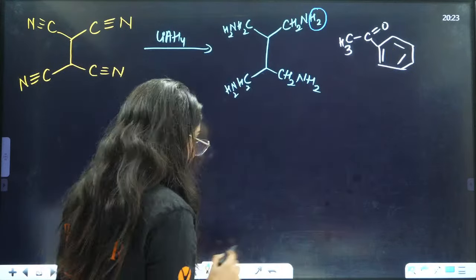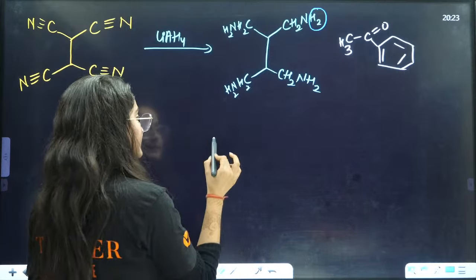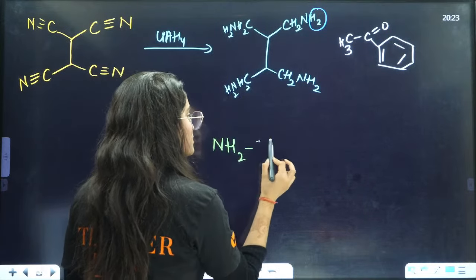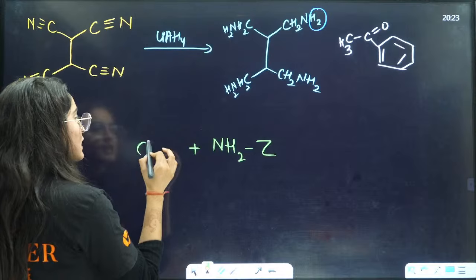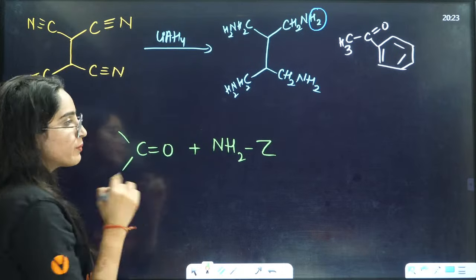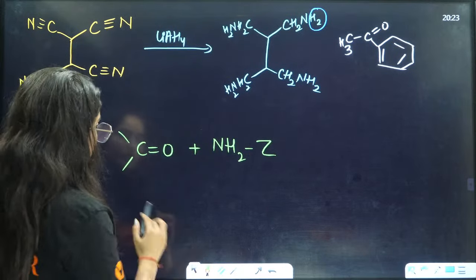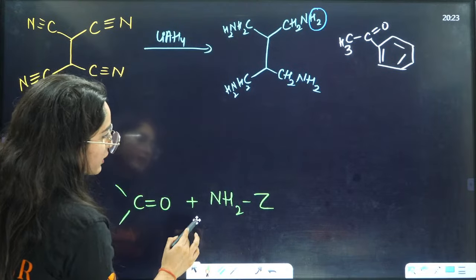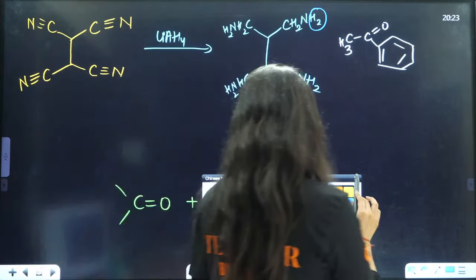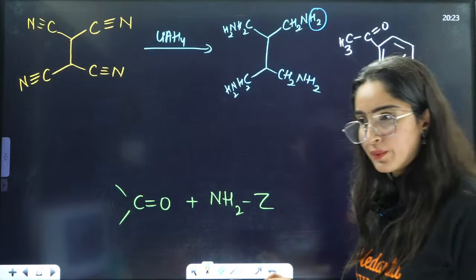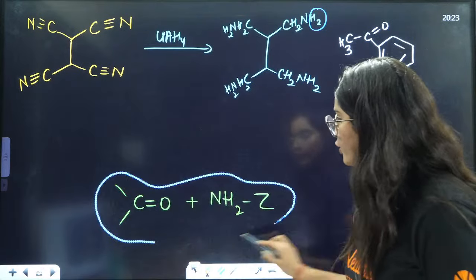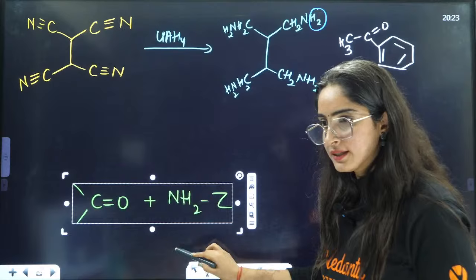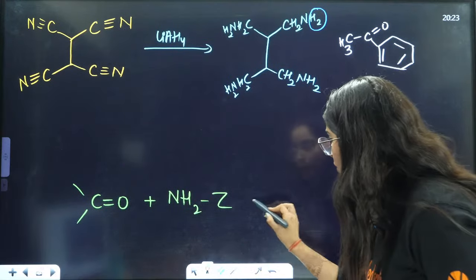Do you remember that reaction? That was NH2Z and this was C double bond O. Do you guys remember this reaction we did in aldehydes and ketones? Okay. Now, what will happen?